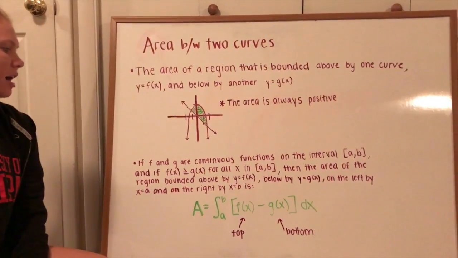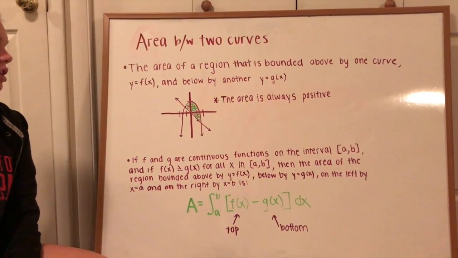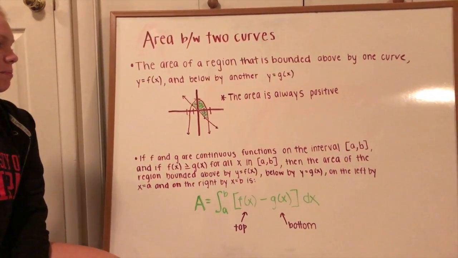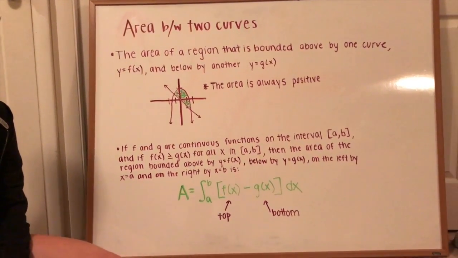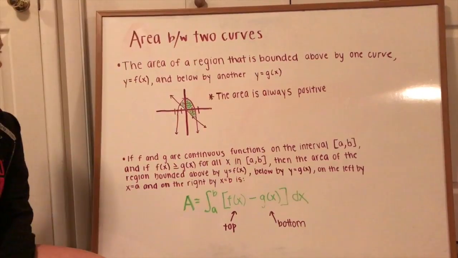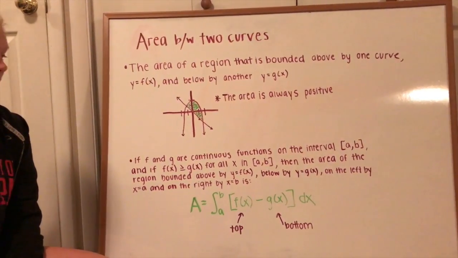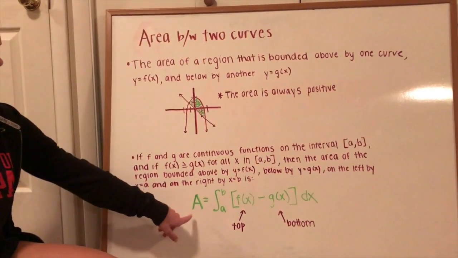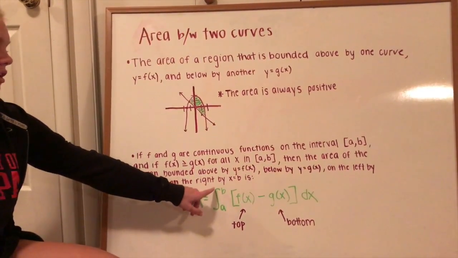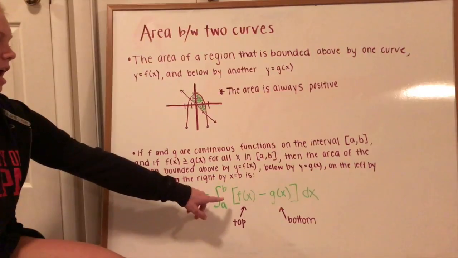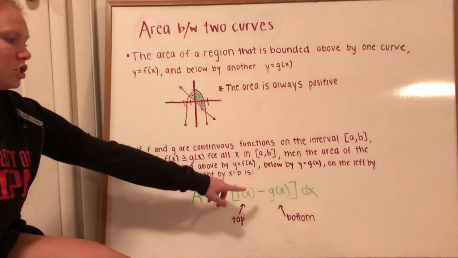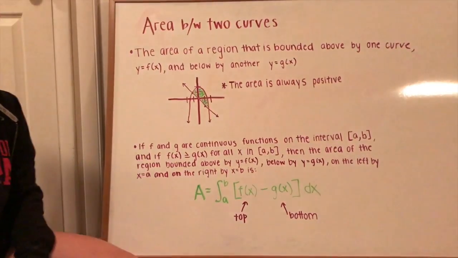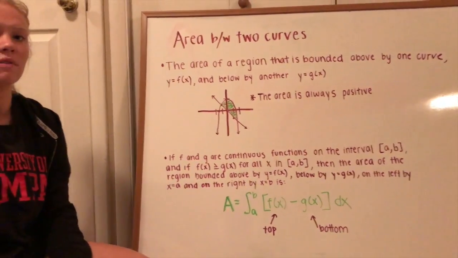and if f of x is greater than or equal to g of x for all x in a to b, then the area of the region bounded above by y equals f of x, below by y equals g of x, on the left by x equals a, and on the right by x equals b is this formula, which is area equals the integral from a to b of f of x minus g of x. f of x would be your top function, and g of x would be your bottom function, and then dx, which is the derivative.